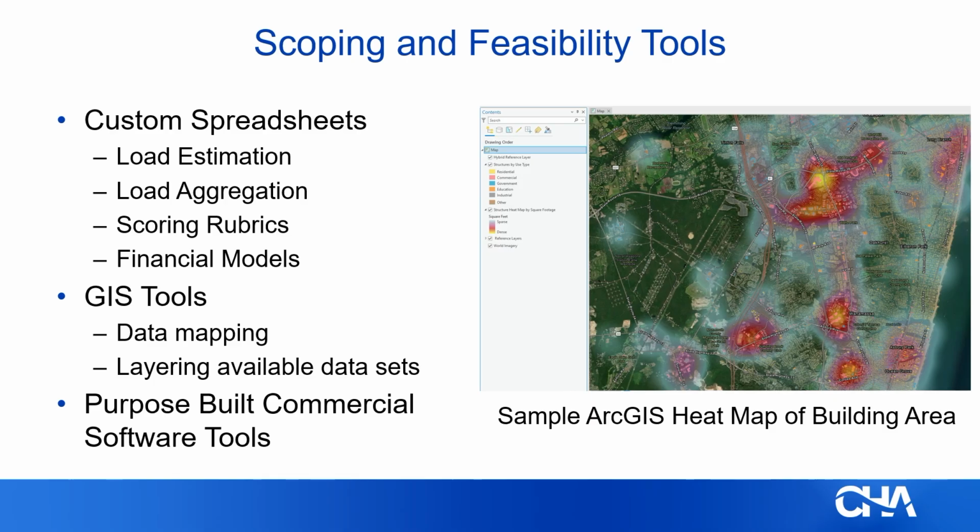We are doing a lot more with GIS tools. So this is an example of a sample ArcGIS. It's a heat map of just building area, which, we have some other ones that have different proxies for building area in heating loads and cooling loads. And when you start layering those data sets, a lot of these are publicly available data sets too.